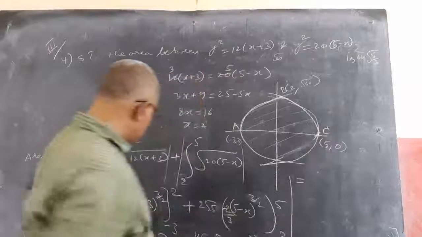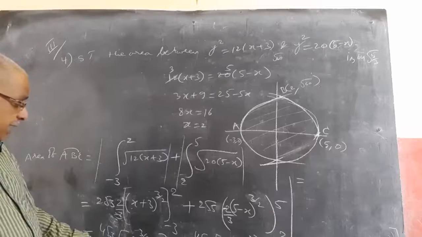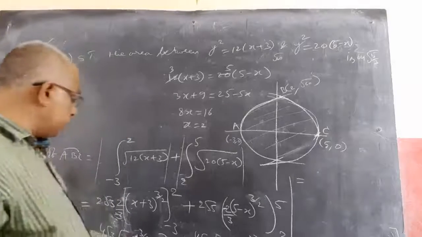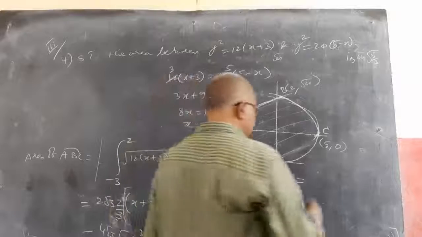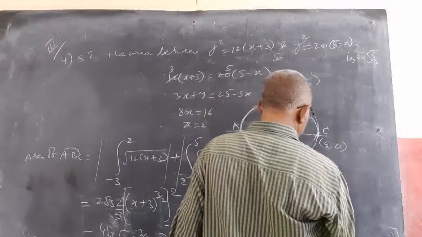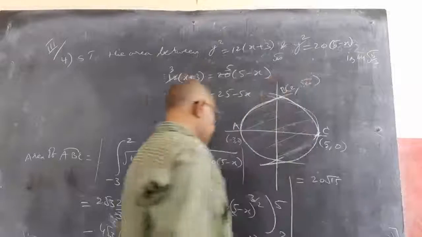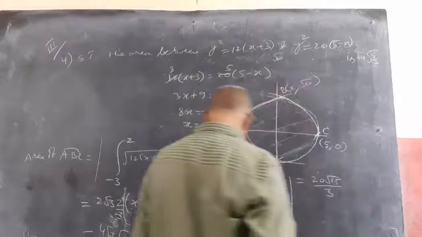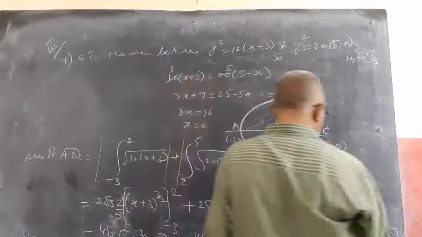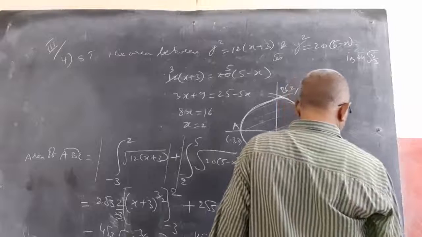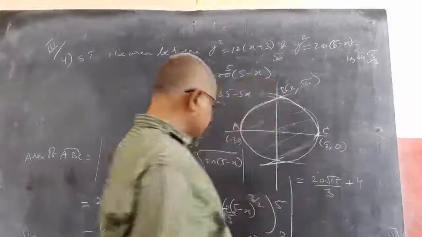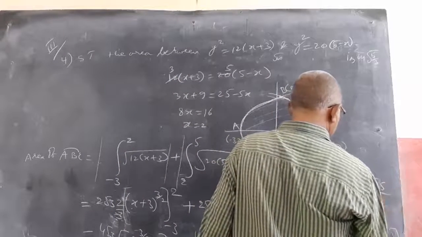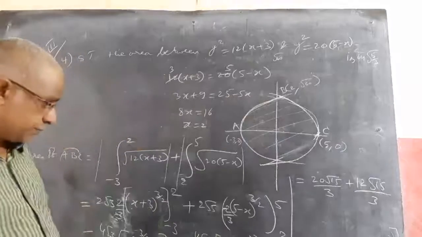So this is equal to 4 root 3 into 5 power 3 by 2, which means 5 root 5. 5 power 3 by 2 is 5 root 5. So it becomes 4 fives are 20, into root 3 into root 5, root 15. 20 into root 15 by 3. Plus, coming to here, 4 into this 3 power 3 by 2, which is 3 root 3. So 4 threes are 12, into root 15 by 3.